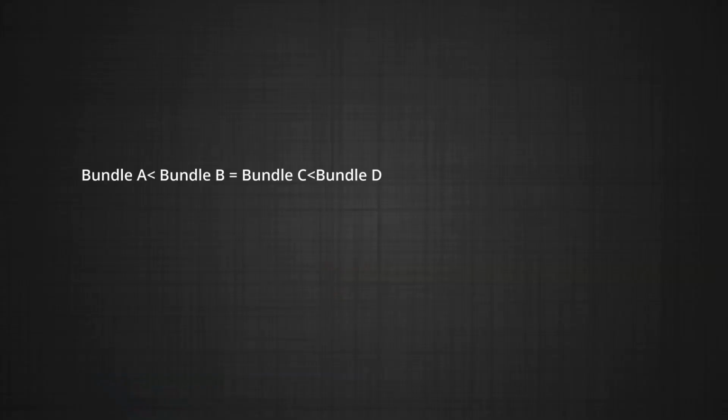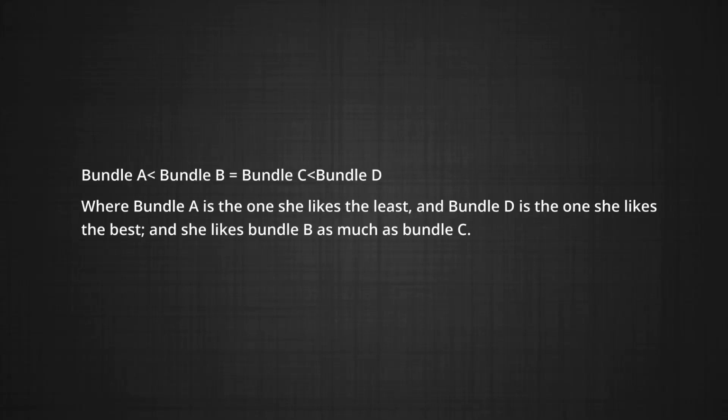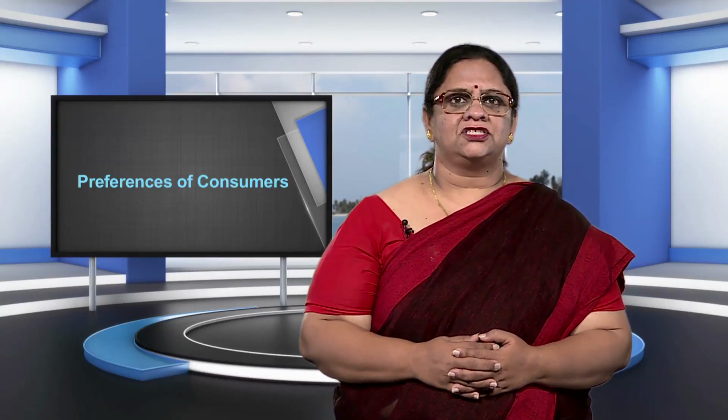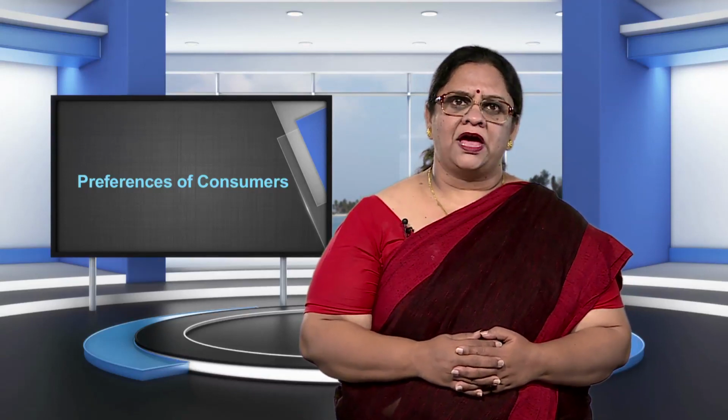Similarly, your friend may draw up an alternative ranking in which she likes bundle A the least, she likes bundle B as much as she likes bundle C, and she likes bundle B and C both less than she likes bundle D. Indifference curve theory uses these intuitive ideas to analyze a consumer's preferences.